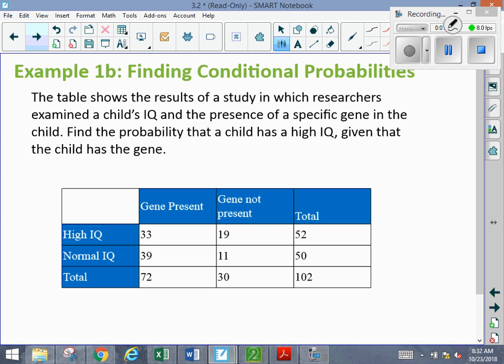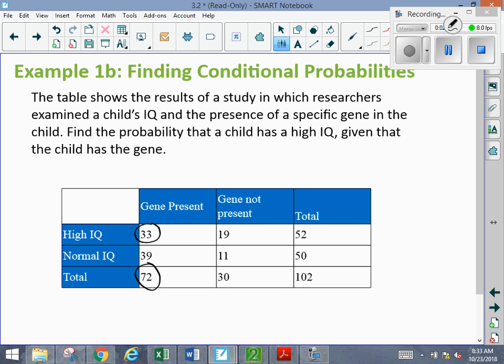And let's talk about this table real quick. If I wanted to know the probability that someone had a high IQ and had the gene present, I would be looking at 33 over 102. But we're being asked to find the probability that a child has a high IQ given that they have the gene. So that actually is going to look more like 33 over 72, because we're only looking at people that have the gene present.